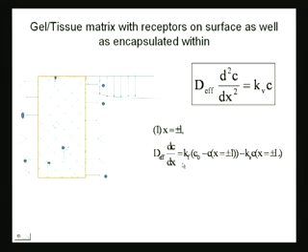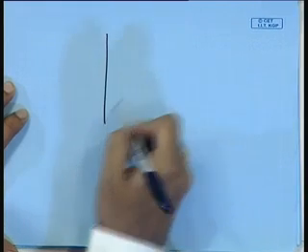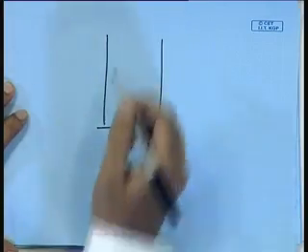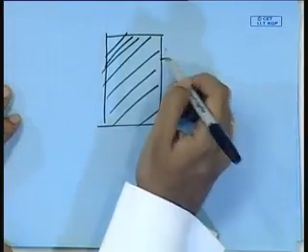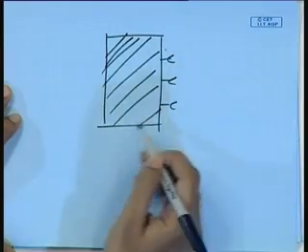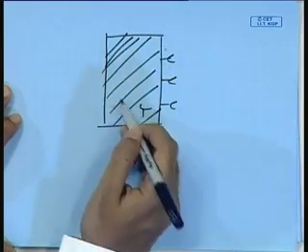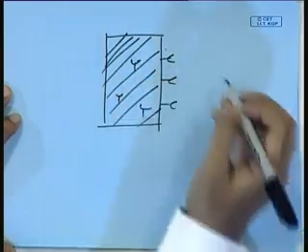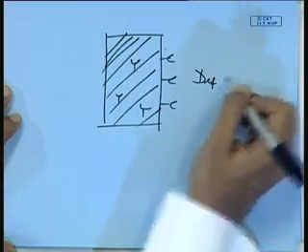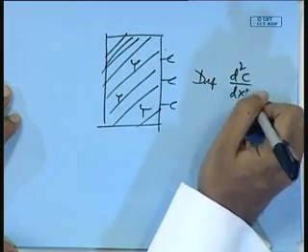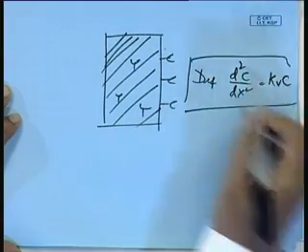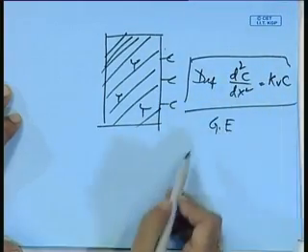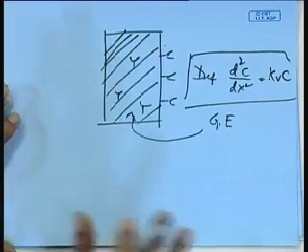Not clear? Okay. So, why don't we draw a picture and try and show? So, this is my matrix. Now, the receptors are on the surface and the receptors are inside as well, fine. So, if the receptors are inside, then I straightforward write D effective del 2C del x square equals KVC. So, this is the governing equation for inside the matrix. Is it clear up to that point?